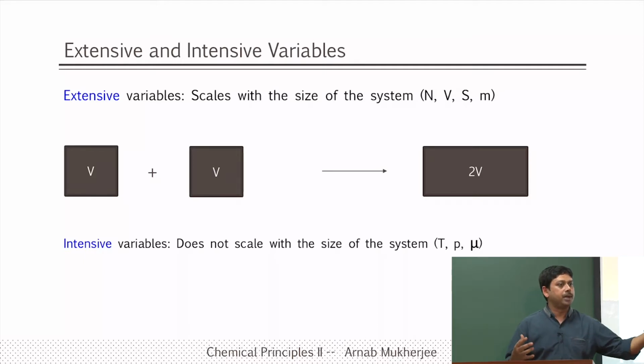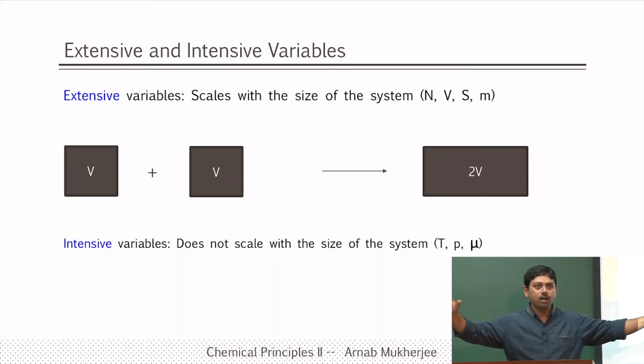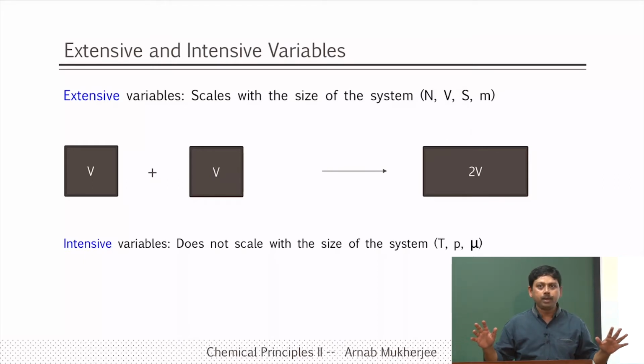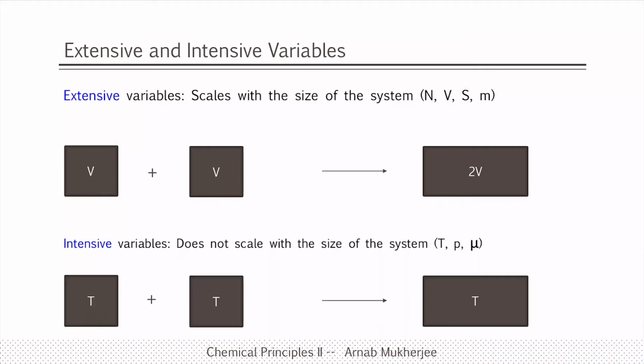Or let us calculate the pressure of this particular room in one corner and another corner and then calculate for the whole room, you will still get the same pressure. So, temperature and pressure are intensive variables which will not scale with the size of the system. So, here T plus T remains T and V plus V will be 2V.